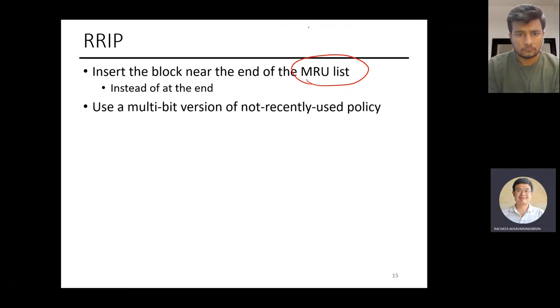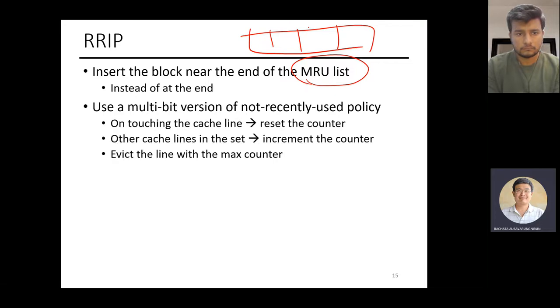So one thing you can do is use the multiple-bit version of the not recently used policy, where let's say you have four cache blocks here, cache block 1, 2, 3, and 4. If I have an access to a cache line, I would reset the number in this counter. I will add a counter to all the cache blocks. So let's say right now the counters are 4, 5, 1, and 7. And then I have an access to this cache block with 7. I will reset it so the 7 turns into 0. And then I'm going to increment everything else. This goes to 5, this goes to 6, and this goes to 2.